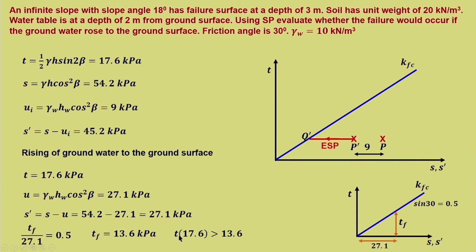Now the stress T 17.6 is greater than the strength, hence the failure would occur. So that is how we try to analyze the given situation. So the pore water pressure increase led to this failure, which means that there is no scope for the pore water pressure to rise up to the ground surface. Before that, the failure would happen for the given situation.